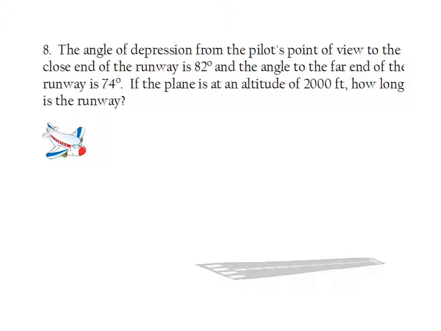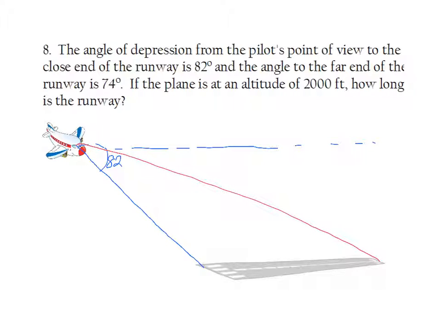This is our last one. Trickiest one yet, sort of. It says the angle of depression from the pilot's point of view to the close end of the runway is 82 degrees. Looking down here, that's your angle of depression. That's 82. But we're also looking to the far end of the runway, way down here. And that angle of depression is less. It's only 74 degrees.